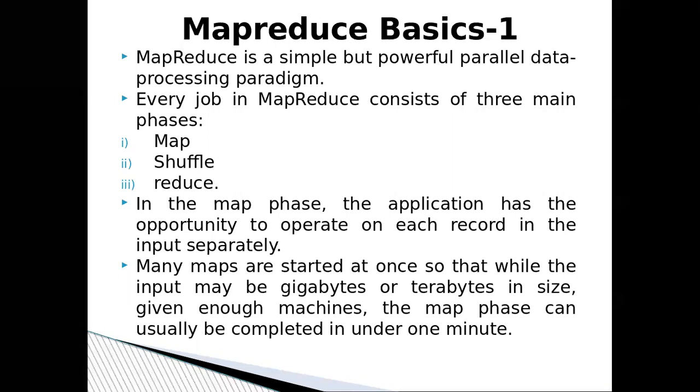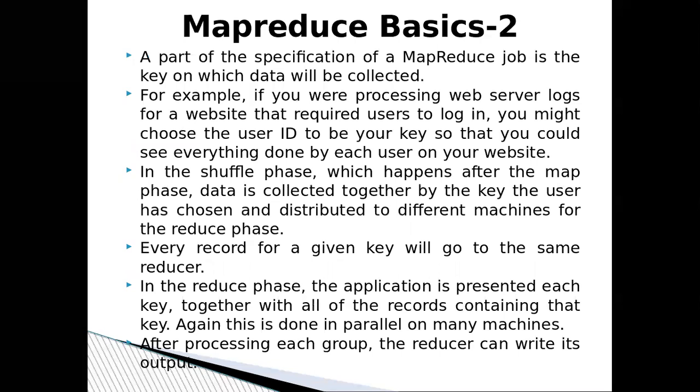So we're discussing MapReduce, three main phases: map, shuffle, and reduce. In the map phase, the application operates on each record in the input separately. Whatever data is there in your file which needs to be analyzed, a map phase can operate on each record in that file. The map phase usually finishes under 1 minute, even if the file is huge in size, gigabytes or terabytes. We should have enough machines in the cluster so that we can finish the map phase under 1 minute.